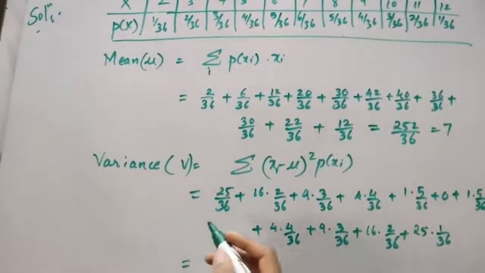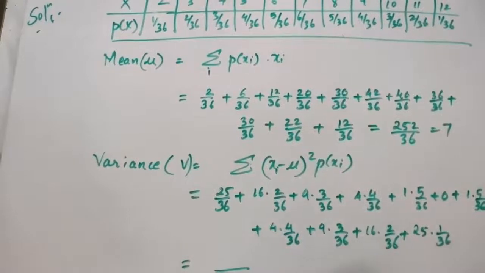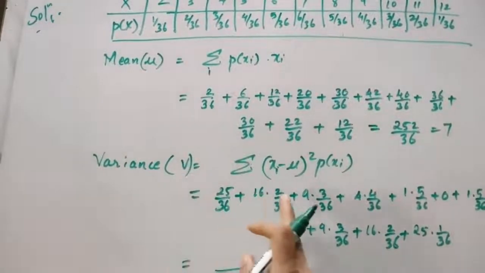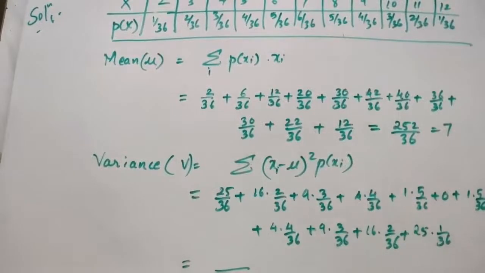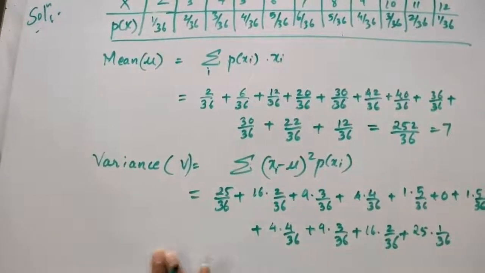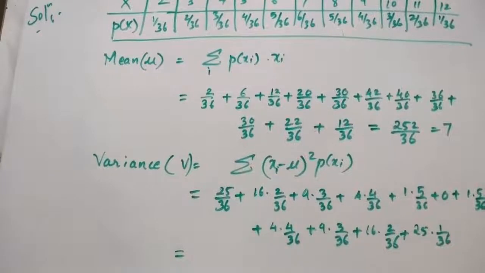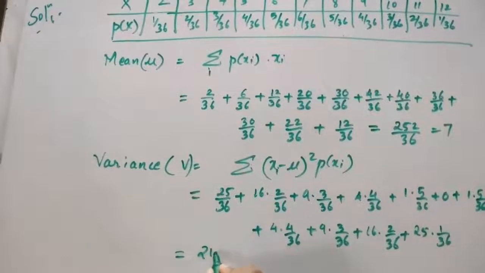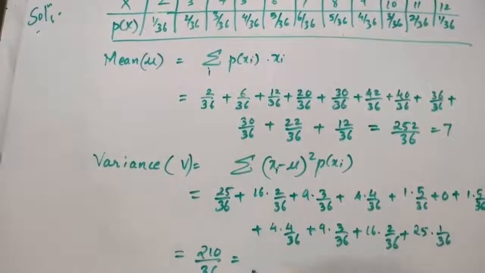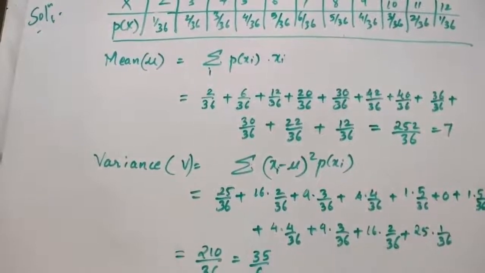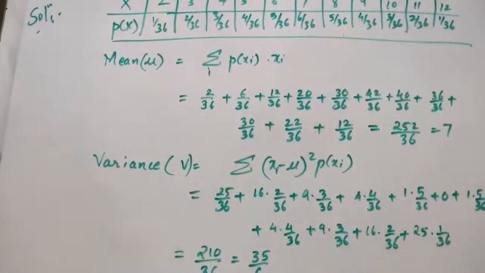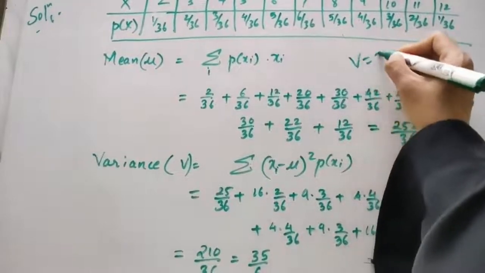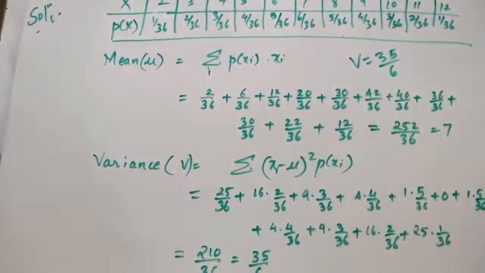Now you have to just see that the denominator is always 36. So just multiply the respective numbers and take their addition in your calculator. You just take your calculator and evaluate it. You should be getting it to be 210 divided by 36 and its value is 35 by 6. So the variance V is equal to 35 by 6.